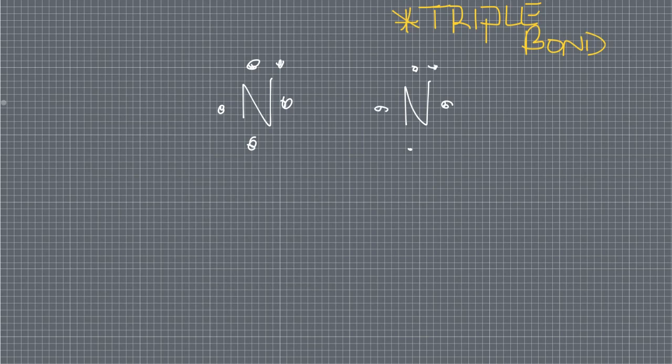So I can show the sharing of the unpaired electrons. So 1, 2 can share. 1, 2 can share. And then a big share here where those 2 can share. And again, I should be able to count around the atom and get 8. 1, 2, 3, 4, 5, 6, 7, 8 for each one.